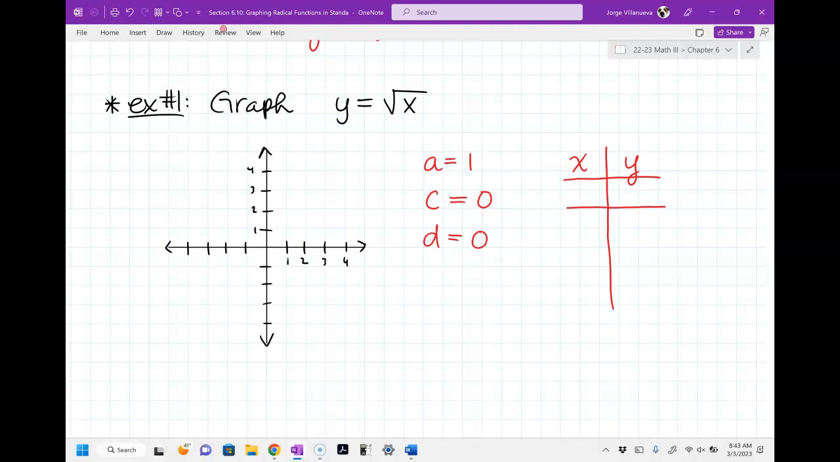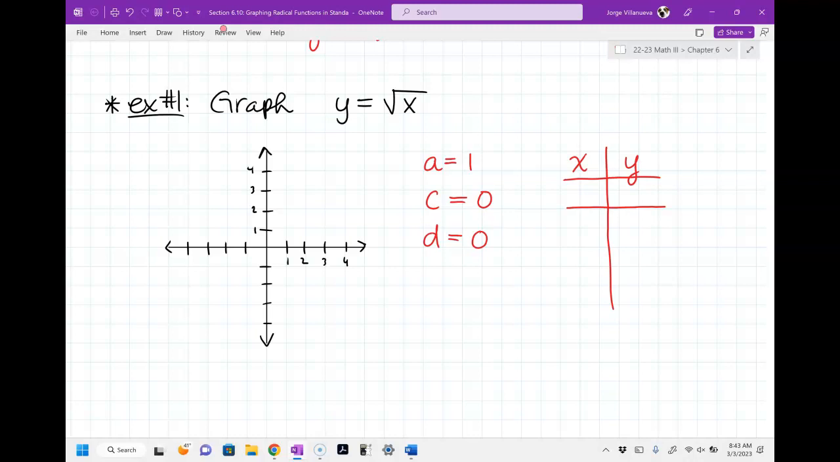Now, here's the thing you guys have to remember. Can I ever have a negative number inside of my square root? Like, can I do square root of -3? Unless you're going to do imaginary numbers, right? Which we did before, but you're not supposed to. So for my x values, I'm going to start with numbers that aren't negative.